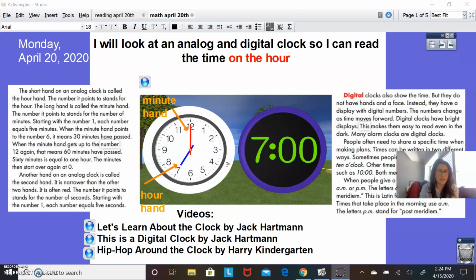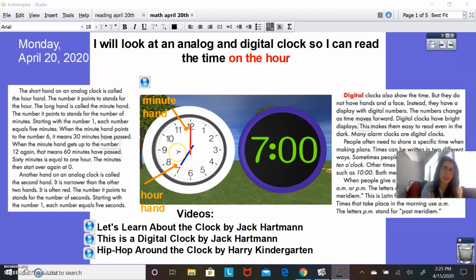Another hand on an analog clock is called the second hand. It's narrower than the other two hands. We don't see it here, but it just ticks around. You might see another little hand that's skinnier, and it just keeps ticking around and going around. It stands for the seconds on the clock, starting with the number 1. Each number equals 5 seconds. So from here to here, that's 5 seconds.